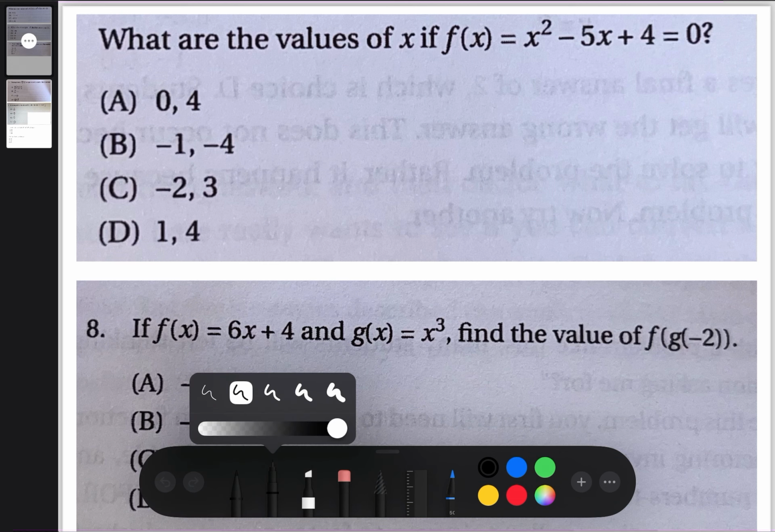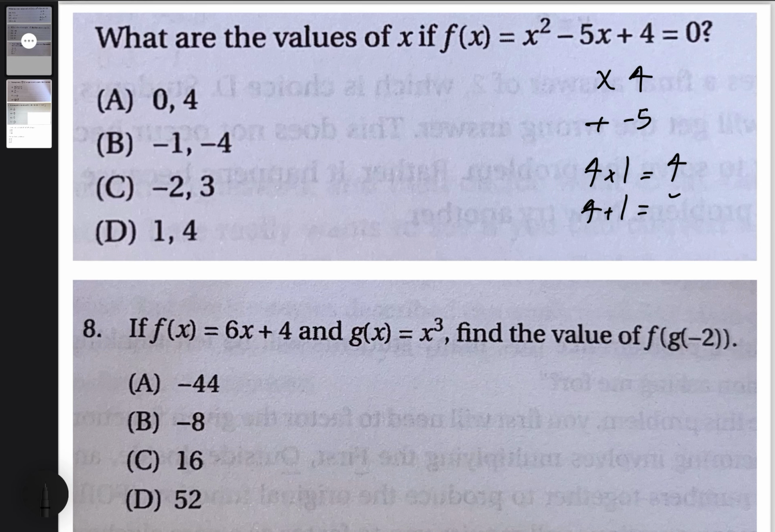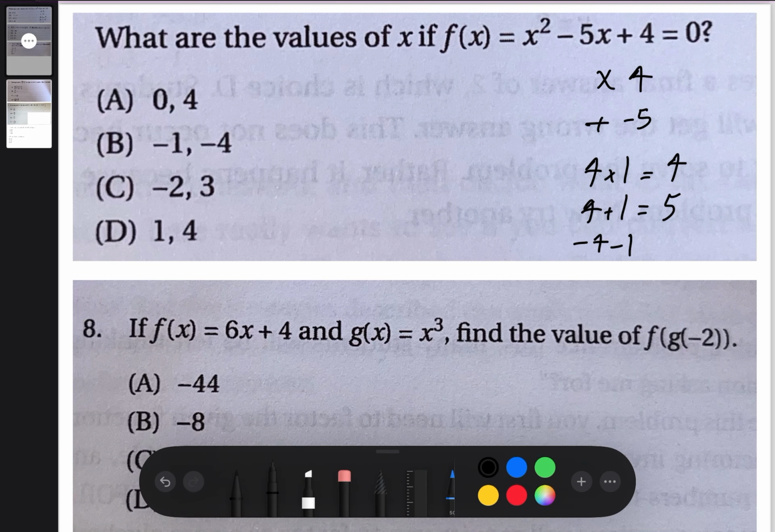This is a simple question because all it requires you to do is factorize it, right? So you have to ask what multiplies to 4 but adds up to negative 5. Well, what comes to mind is 4 times 1 equals 4, but 4 plus 1 gives you positive 5. How about negative 4 and negative 1? Well, negative 4 minus 1 gives you negative 5, and if you multiply them, you get positive 4.